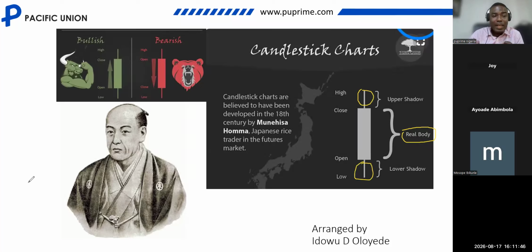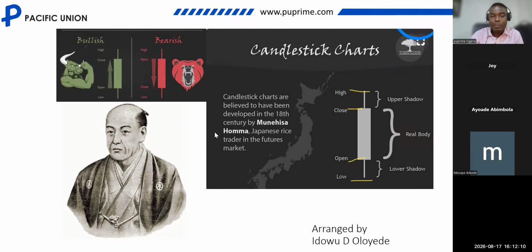So the candlestick in terms of body parts is made up of the real body, the upper shadow, and the lower shadow. Now, in terms of price level, there are four price levels in every candlestick we see. There is the open price, the low price, the high price, and the close. And this happens on every candlestick we see in the market.